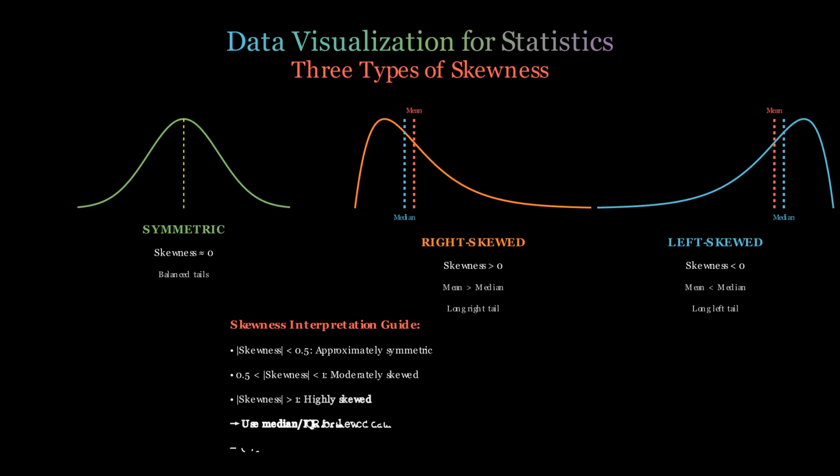For highly skewed data, consider transformations like logarithm or square root to make the distribution more symmetric. Before analysis, these transformations can make your data suitable for methods that assume normality.